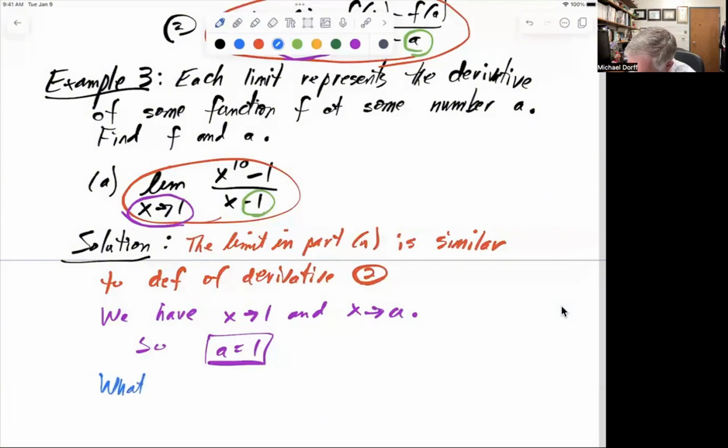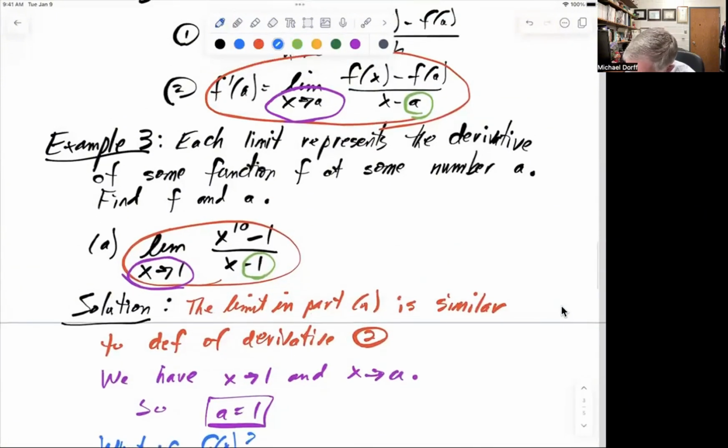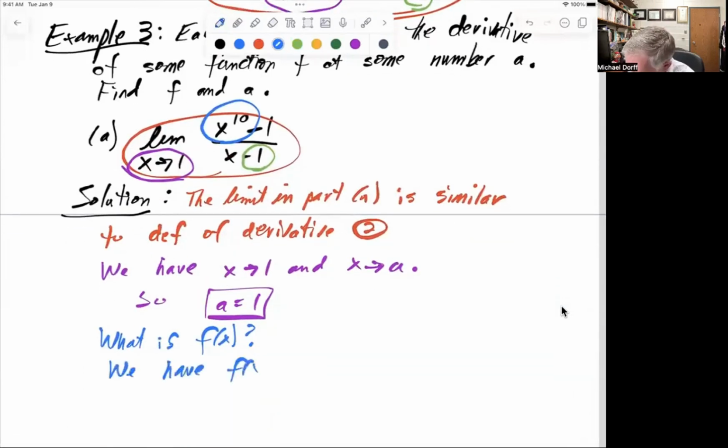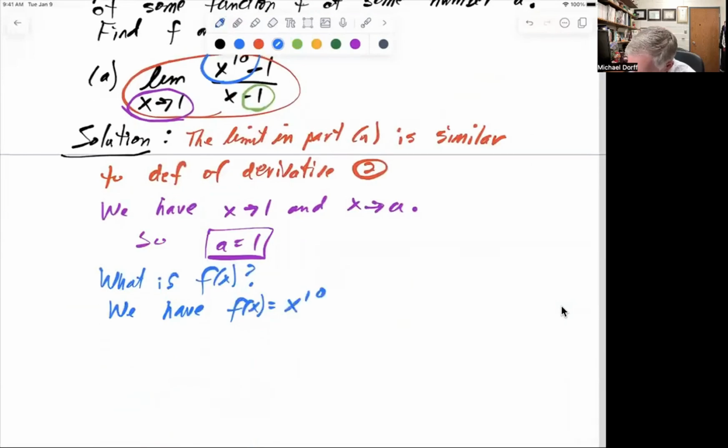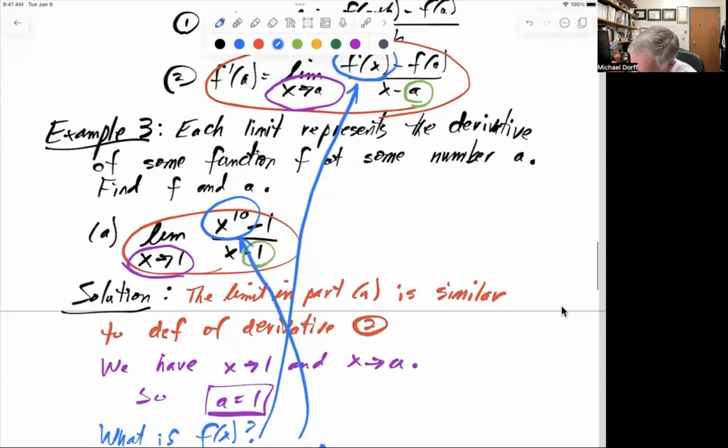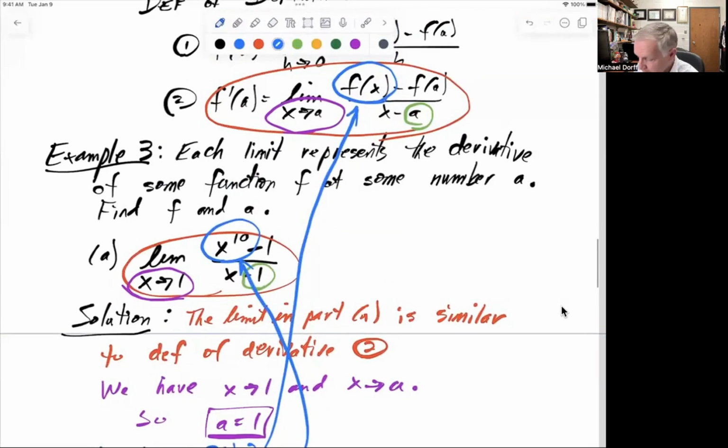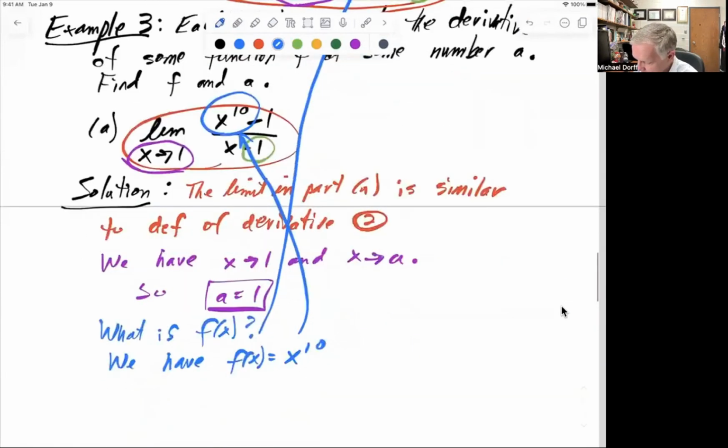What is f of x? Well, I will look here. I've got f of x listed there. I've got x to the 10th. We have f of x equals x to the 10th, because I'm just comparing those, looking at what I've been given, using definition number 2 and the corresponding parts there.